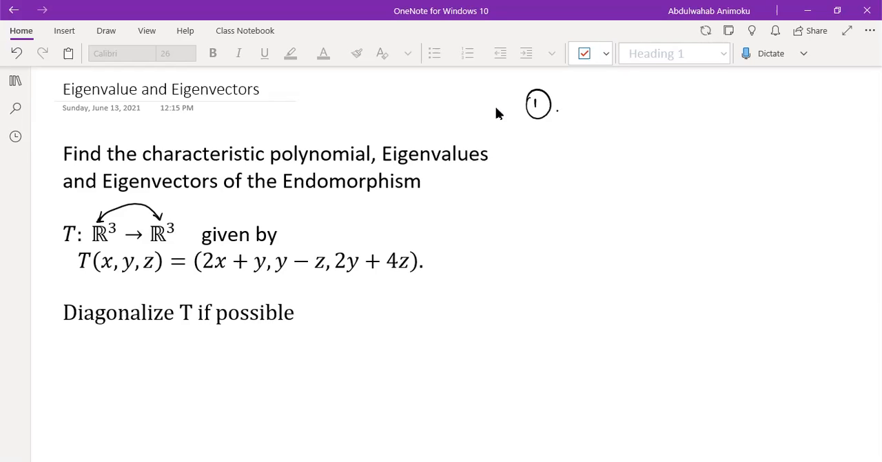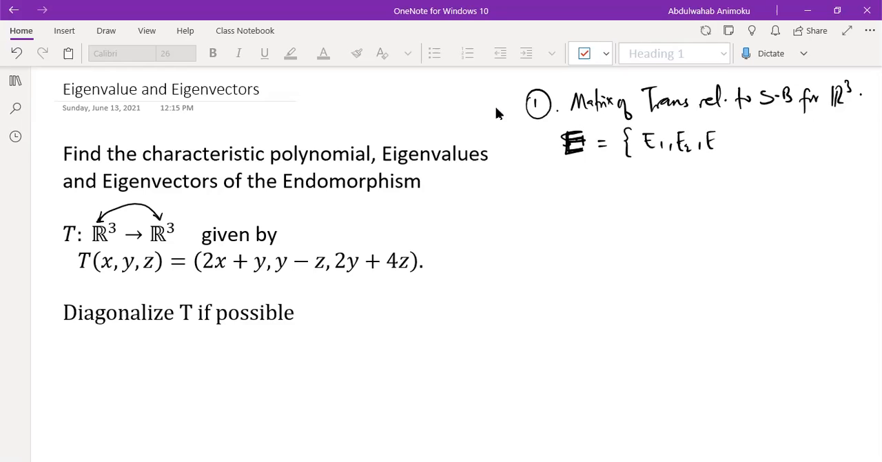The first thing that we need to do is to find the matrix of transformation relative to what? The standard basis for R cube, and this is extremely important. So what is the standard basis for R cube? I think we mentioned this in the previous video, so make sure you go ahead and watch that. This is basically E1, E2, E3, where E1 is the vector 1, 0, 0, E2 is the vector 0, 1, 0, and E3 is the vector 0, 0, 1.